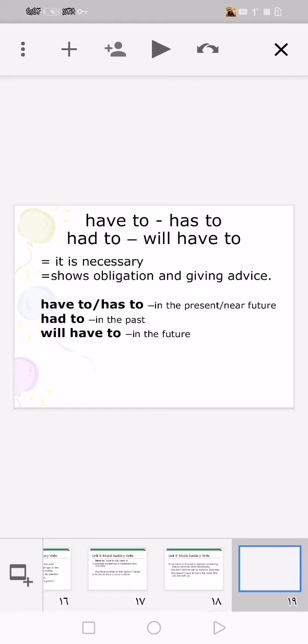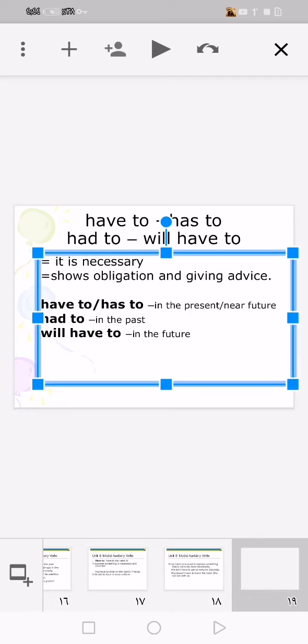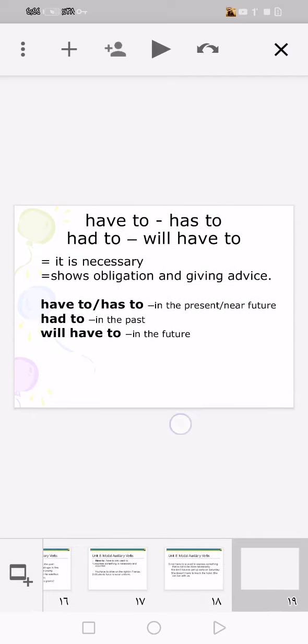Have to, has to, and its past is had to, and you can also use will have to. It is necessary: this is the first use. The second use shows obligation and giving advice. Have to and has to are used in the present or near future, had to is used in the past, and will have to in the future. So have to and has to are used in the present form. In the past it changes to had to. In the future it changes to will have to.